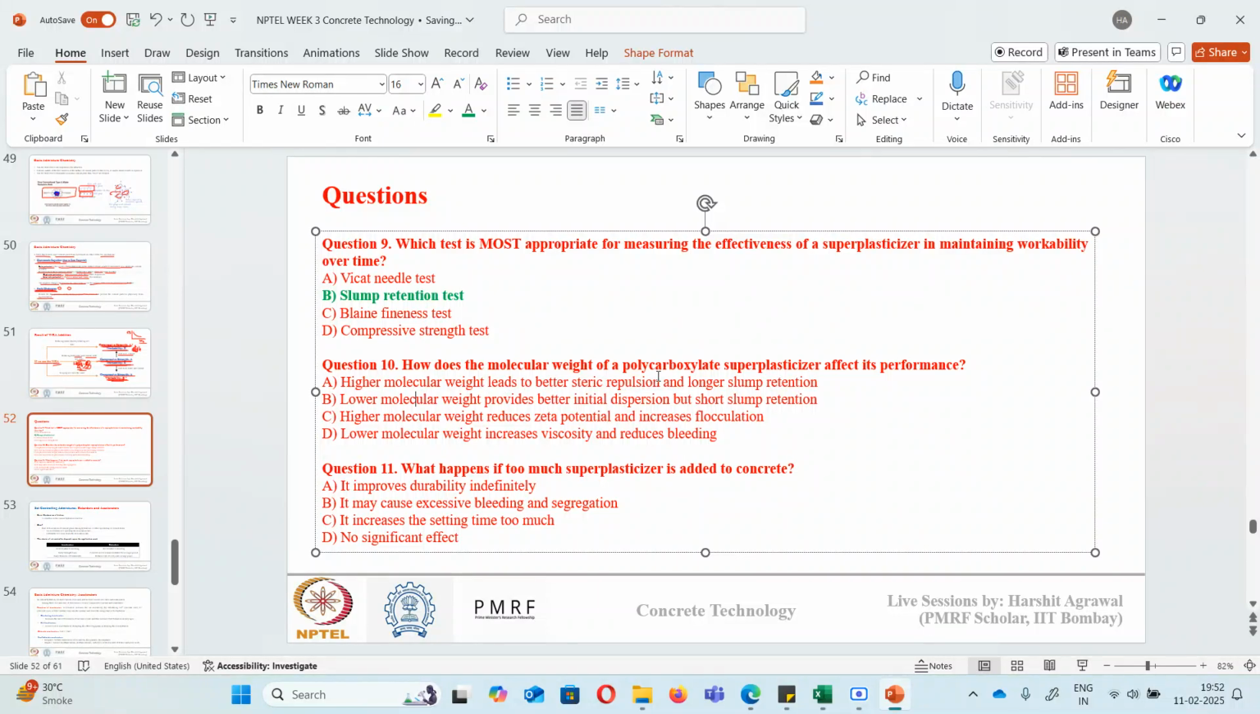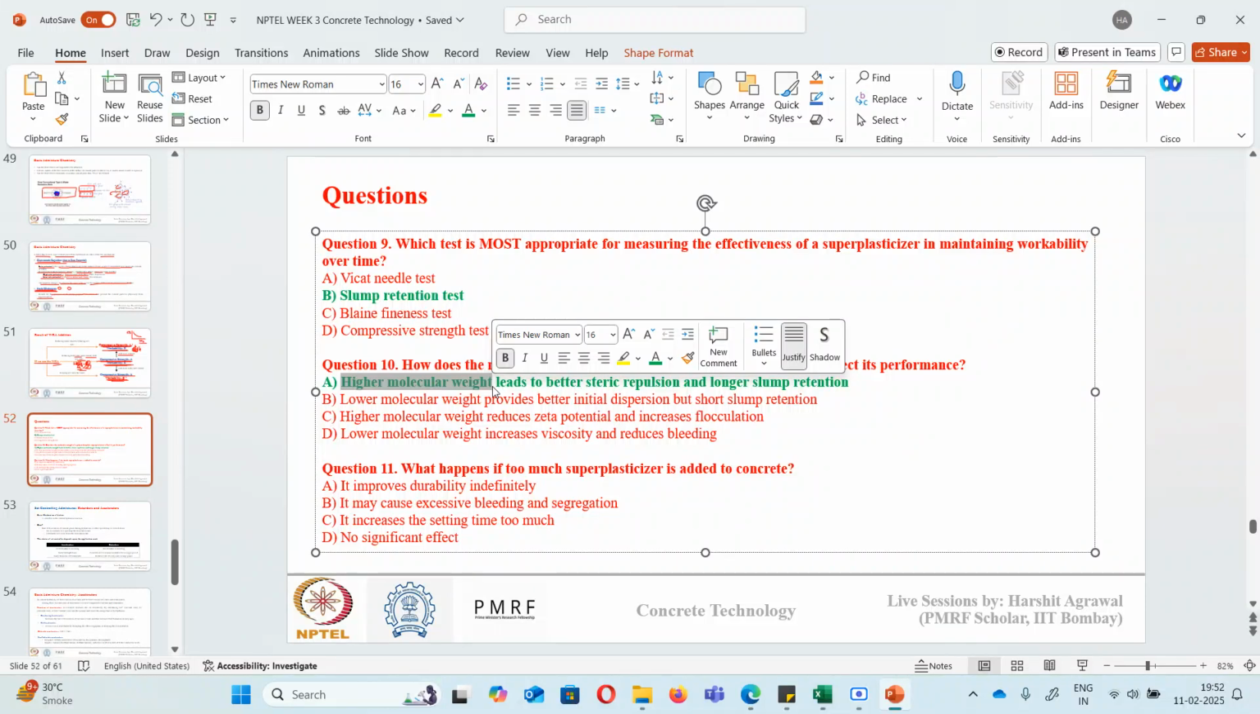How does the molecular weight of polycarboxylate superplasticizer affect its performance? For this the answer will be A. This is a very general statement that you can remember: higher molecular weight leads to better steric repulsion and longer slump retention. Generally, superplasticizers having a higher molecular weight are high range water reducing admixtures.